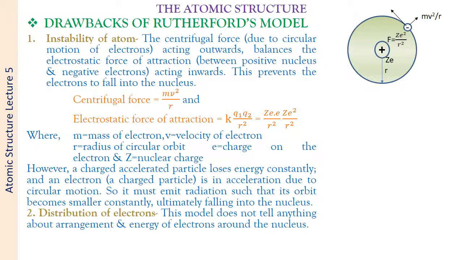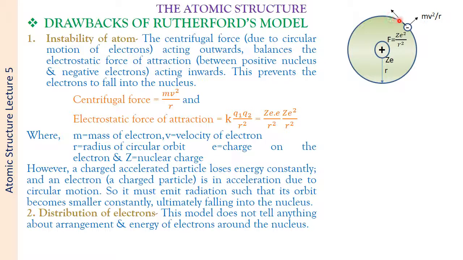So we will start the lecture with the drawbacks of Rutherford's model. But before that, quickly revising, what did Rutherford say? He said that the atom consists of the nucleus and the extranuclear part. The nucleus is very small as compared to the size of the atom, and the whole of the mass and the positive charge is concentrated in the nucleus. And then there are electrons present in the extranuclear part, moving around the nucleus in fixed circular paths called orbits.